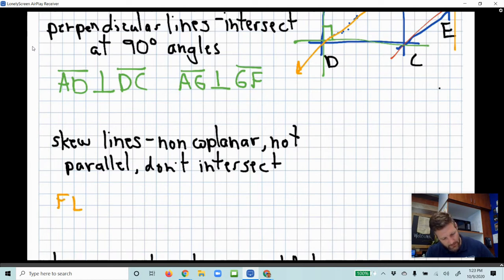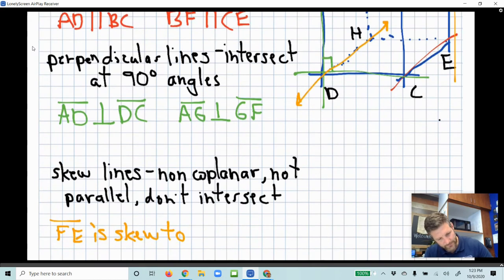FE is skew. Now there's no symbol for skew. Maybe you want to make one up, some sort of squiggle or something. FE and HD. Oh, we should say FE is skew to line HD, right? Yeah, HD.